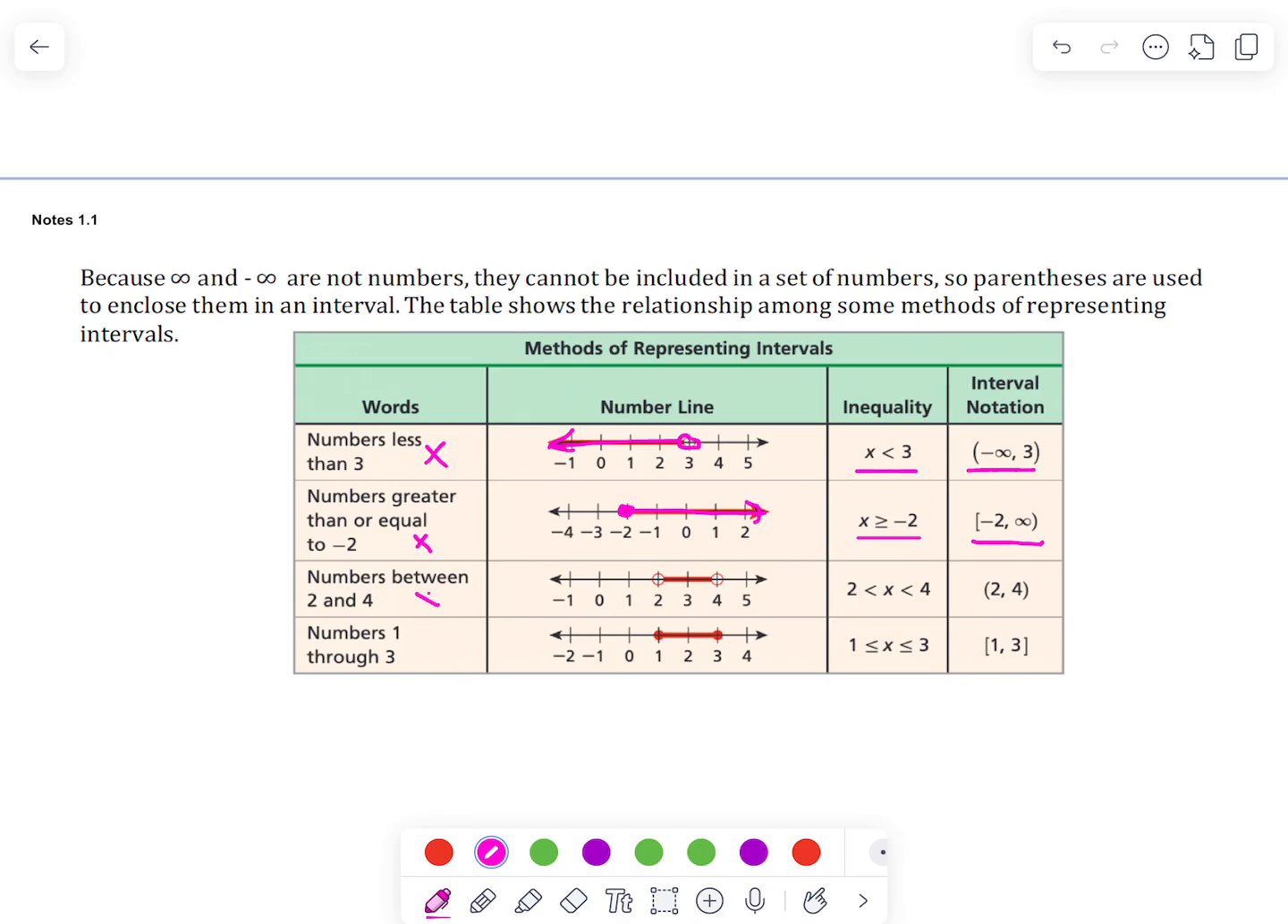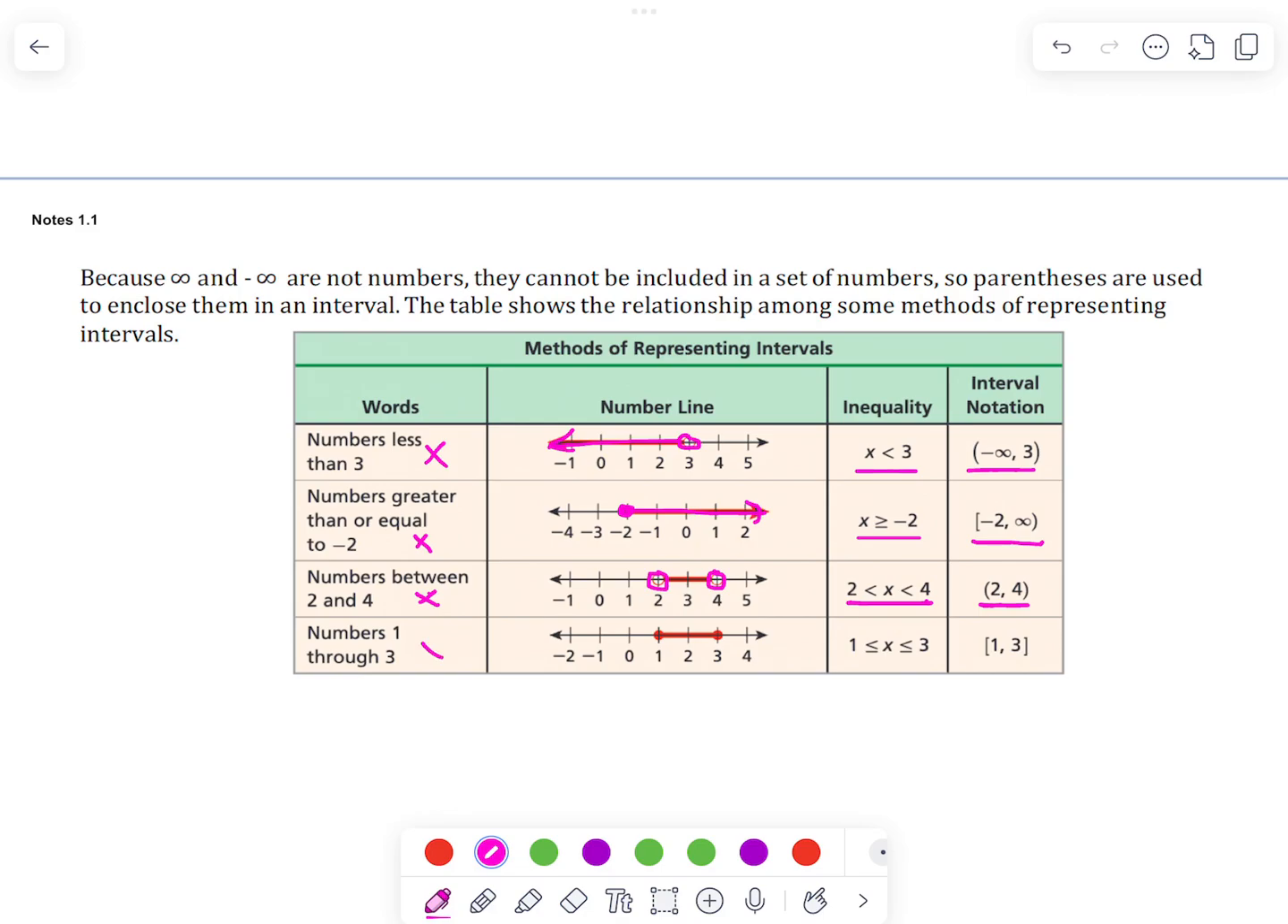The third example, numbers between 2 and 4. So it's not including 2, so it's an open circle. It's not including 4, so it's an open circle. And then we say here, look, we have our inequality, and then we have our interval. Note these are parentheses. We're not including them, so they're parentheses.